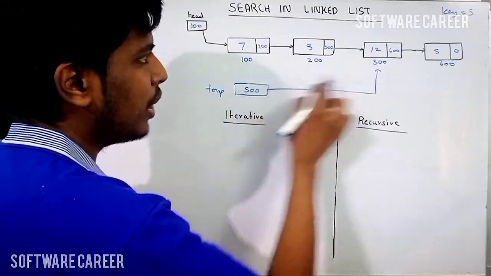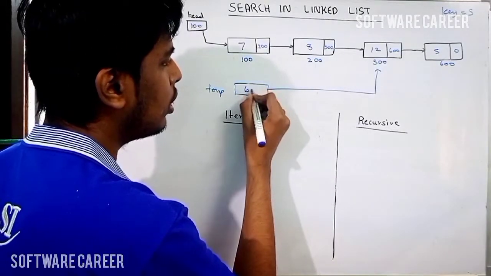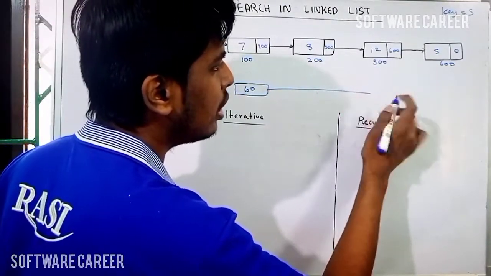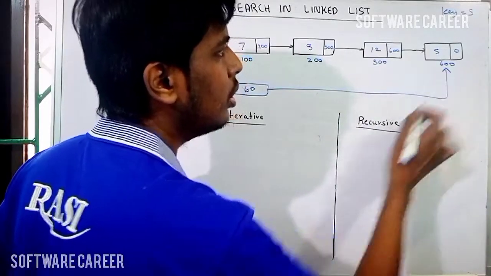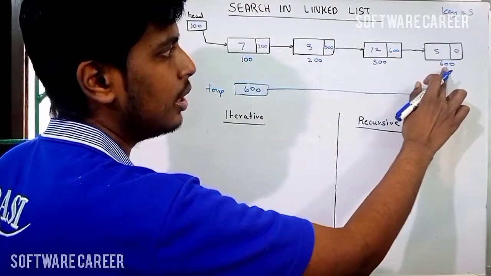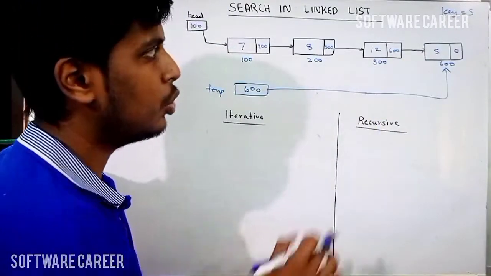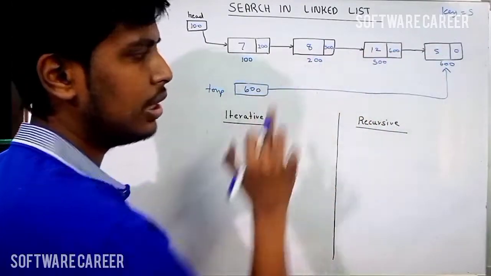Temp is 500. 500 next is 600. So I'll change this to 600. Then this pointer will change to this location. Now I'll check whether 600's data, that is 5, is equal to this key element. Yes, it's equal. You have found the key element in this linked list.